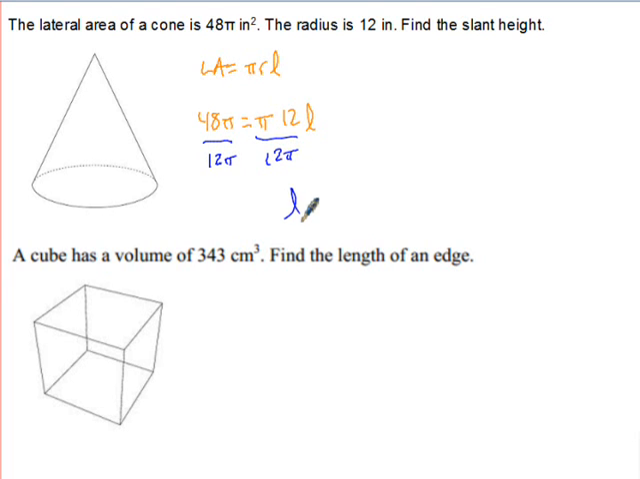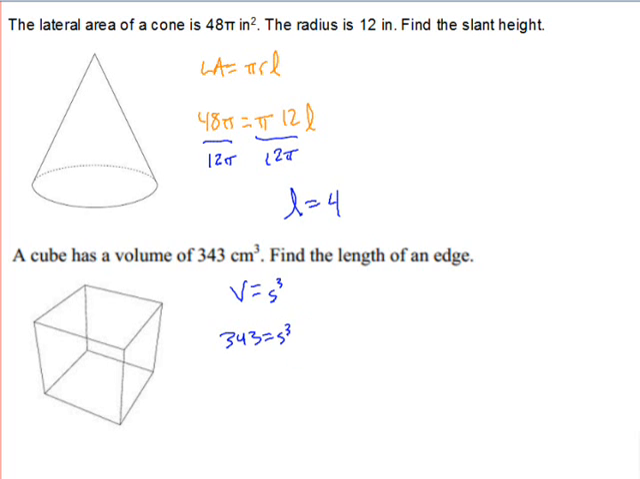And I get L equals 4. No problem. A cube has a volume of 343. Well, the volume of a cube is side cubed. So this is pretty easy. Volume here is side cubed. That's 343 equals s cubed.